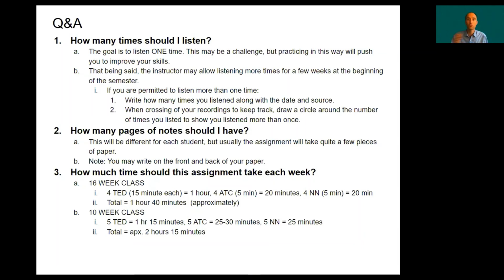You are welcome to write on the front and the back of the paper. That is fine. I know some reading and writing teachers don't always like that. This is not a reading and writing class. You're welcome to write on the front and the back of the paper, okay?